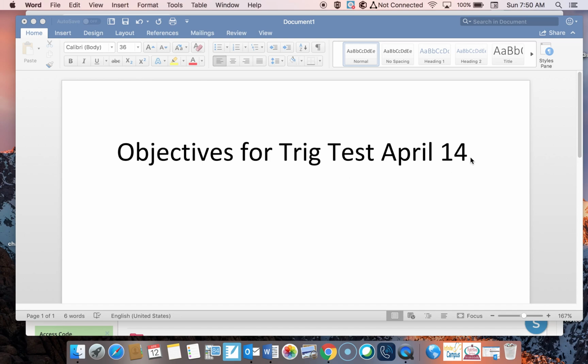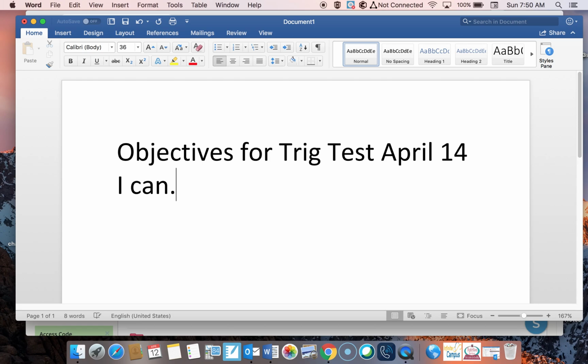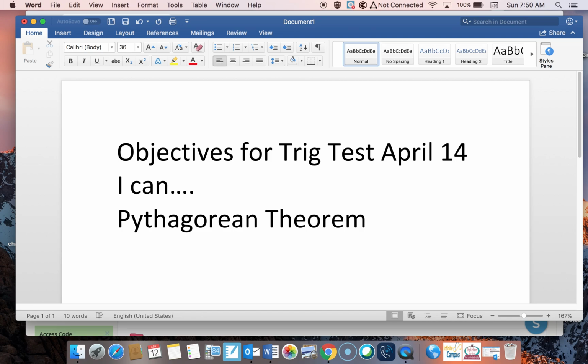Here are the objectives for the test which you are taking on Tuesday. Let's just start there. You have to know the Pythagorean theorem: a squared plus b squared equals c squared. You have to know that works for a right triangle, a 90-degree triangle.